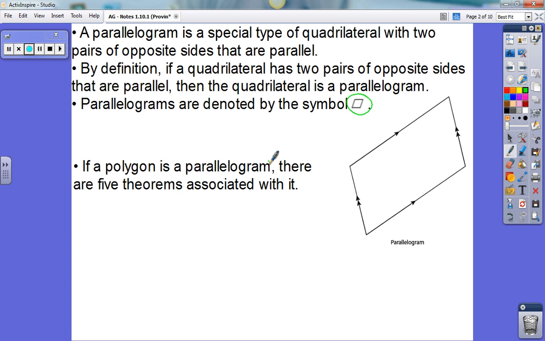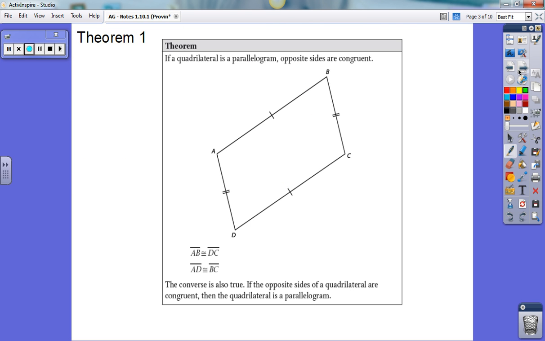Once again, we did see these theorems back in coordinate algebra. The first one is that if it's a parallelogram, then the opposite sides are congruent, so we have tick marks noting that. And notice that the converse is also true. If the opposite sides of a quadrilateral are congruent, then it is a parallelogram.